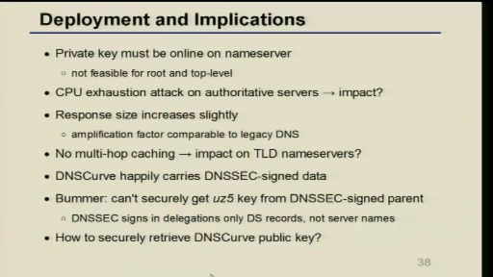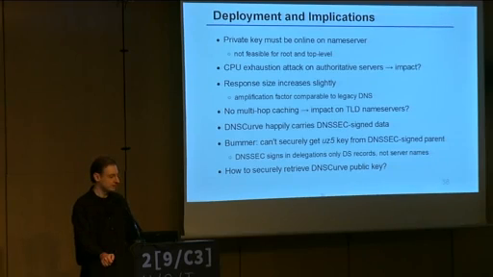Okay, the private key must be online on the name server. It's not feasible for root, also not feasible for major top-level domains, which are also using Anycast and distributing the name servers in many countries. And what does it mean when online cryptography is being used, online signing? Well, you could try to do a CPU exhaustion attack on the authoritative name server. The question is, does it really have an impact, or is ECC so fast that it doesn't really matter? Well, it's unsure. I can't answer this. Maybe Dan has some data on this.